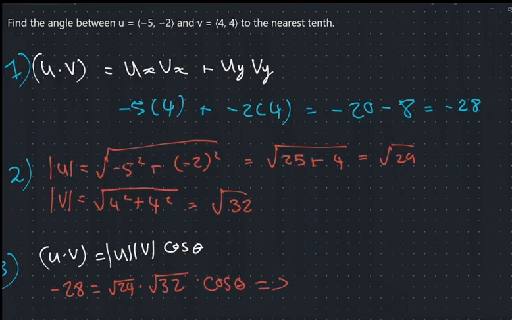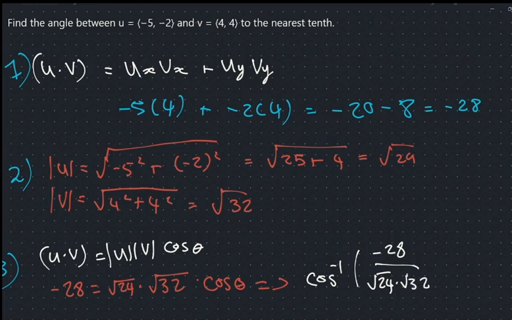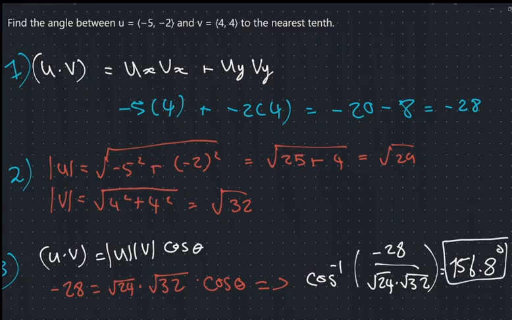And of course, as always, we can rearrange it in a way to make it faster for the calculator. So it's going to be cosine inverse of negative 28 over root 29 times root 32. And let's just calculate this. And we will get 156.8 degrees. And this is our answer.